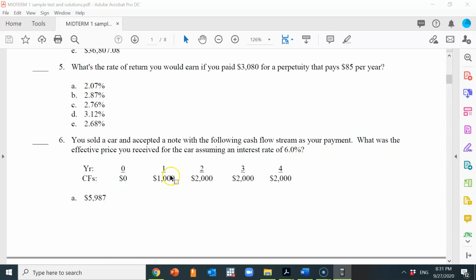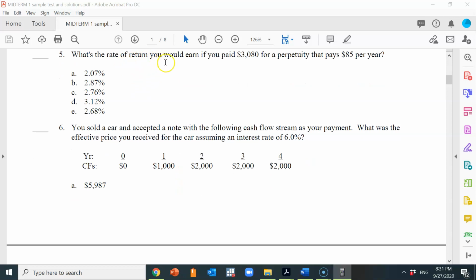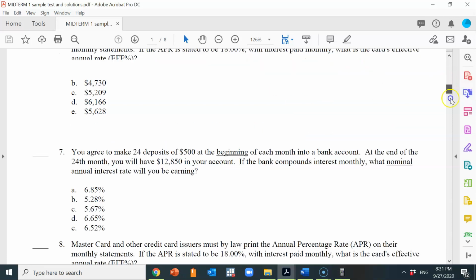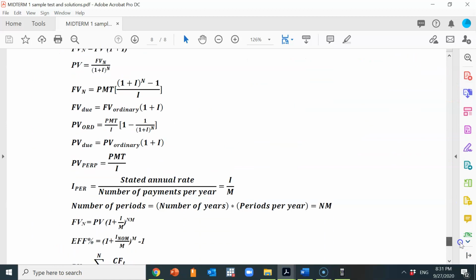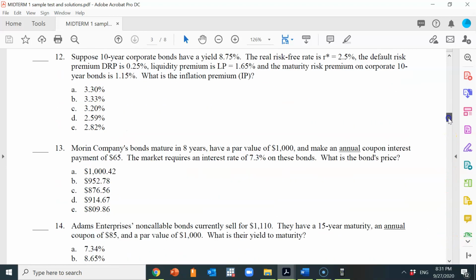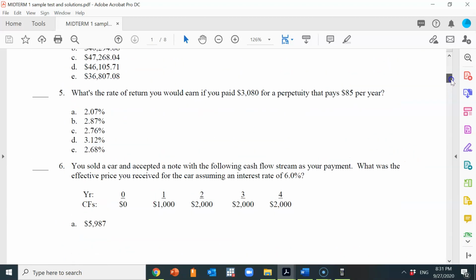Question 5. What rate of return would you earn if you paid 30/80 for a perpetuity that pays 85 per year? We have to use the formula for perpetuity questions. Present value of perpetuity equals payment over interest rate. So here in this question, we're looking for I. We know payment and PV.